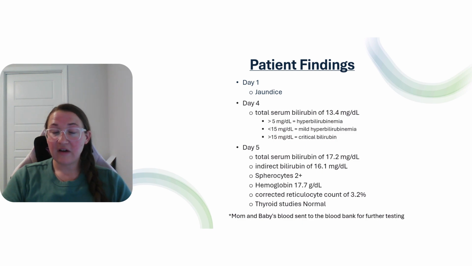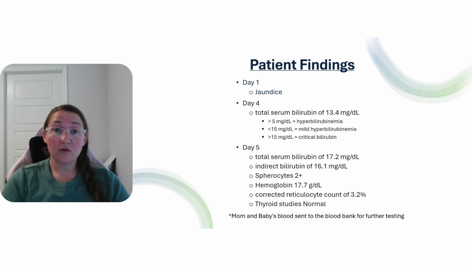If it's between 5 and 15, it's considered mild, but if it's greater than 15, we're going to consider it critical. So on day 5, the next day, the bilirubin is tested, and we are now at 17.2 milligrams per deciliter. This is now in the critical range. So the baby is just increasing in the bilirubin.